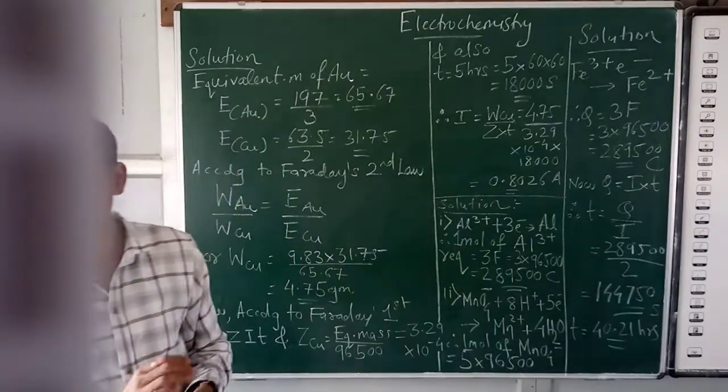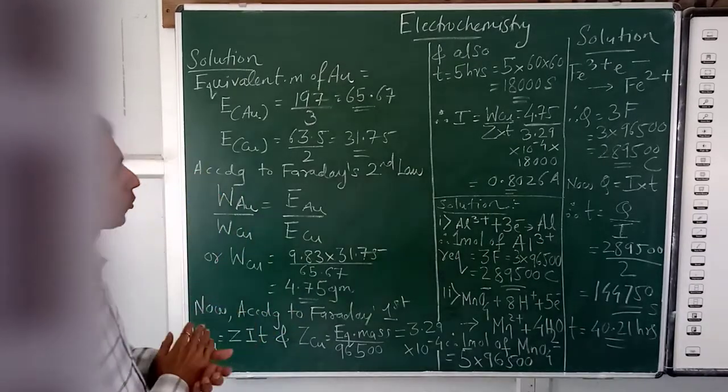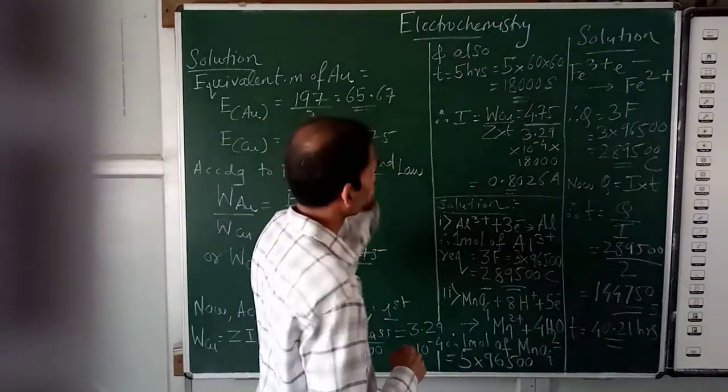So this is our first numerical. And the weightage for these types of numericals is 2 marks. First half correct answer 1 mark and 1 mark for your second half.